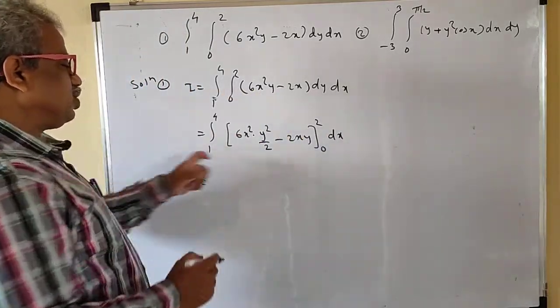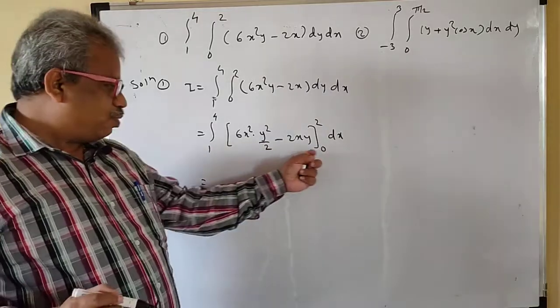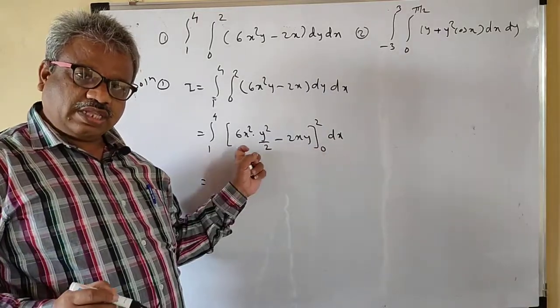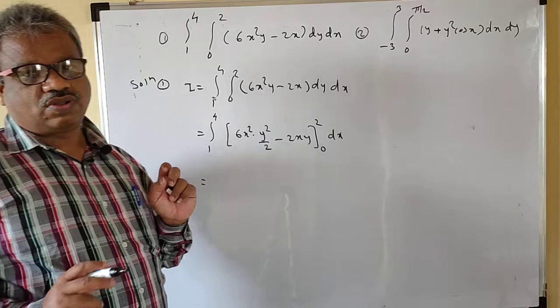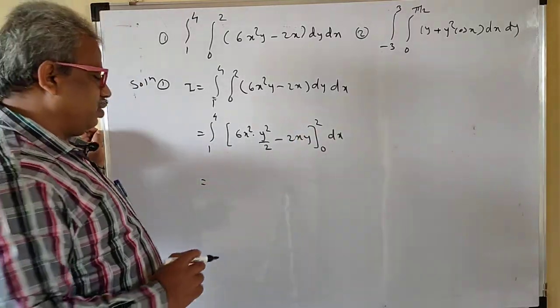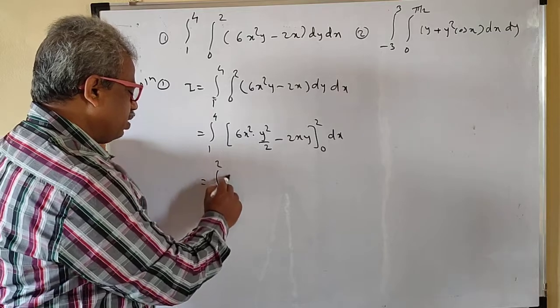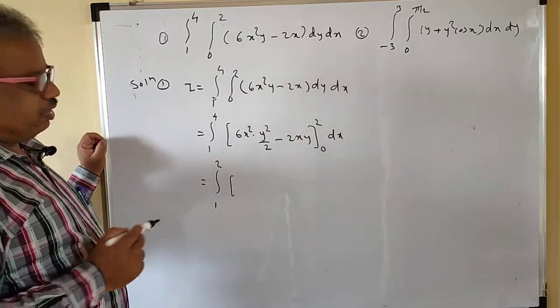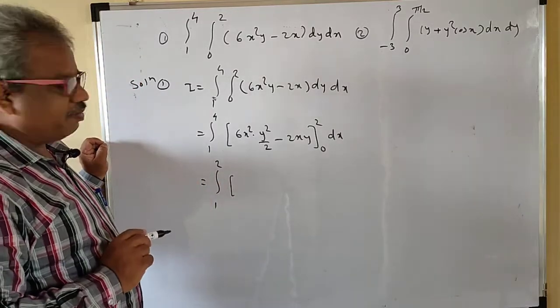Now see that each term contains y. That means if you put the lower limit 0, then all the terms are 0 now. So no need to put the lower limit here. We are putting only the upper limit. So that means it is a single bracket, no need to use the curly bracket.